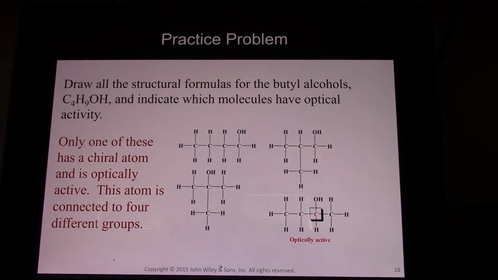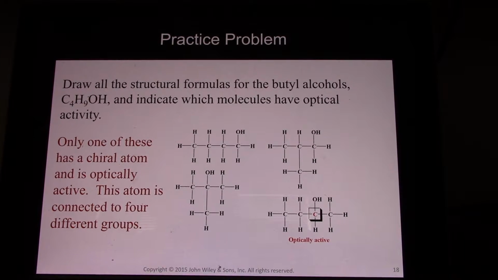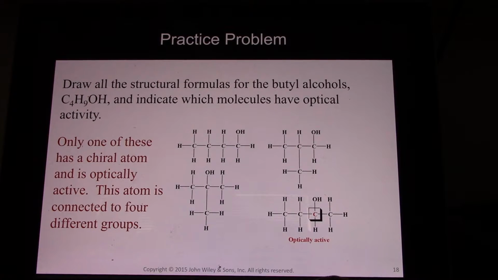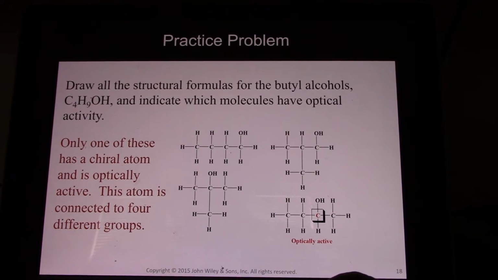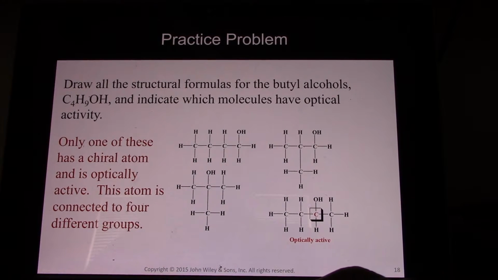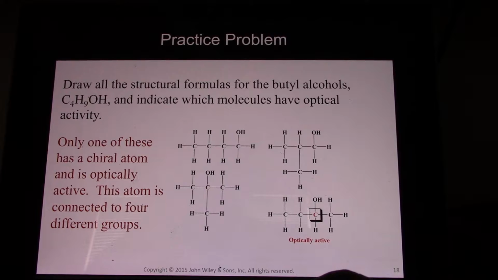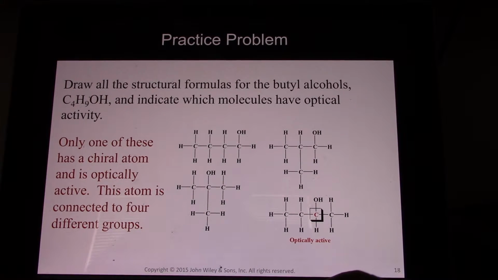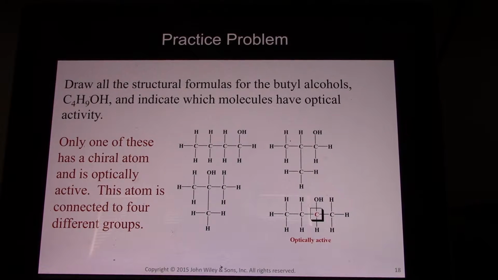Well, let's look at our first one. This carbon does not have 4 things. This one does not have 4 unique things. Neither does this one. Neither does this one. 1-butanol, not chiral. Here, this carbon has 3 hydrogens, doesn't count. This carbon has 3 hydrogens. This carbon has 2 hydrogens. This carbon has 2 methyl groups on it.